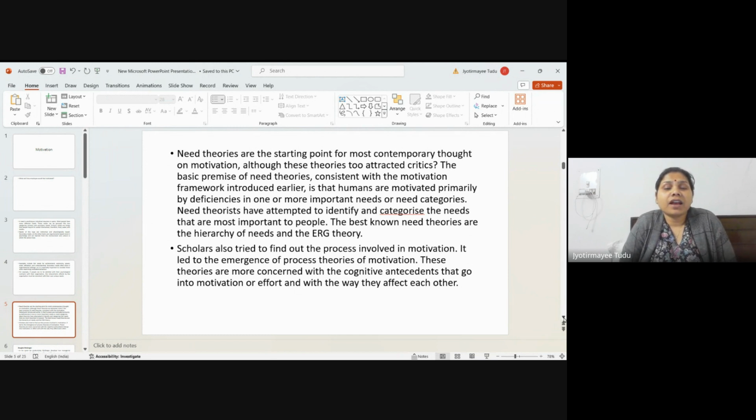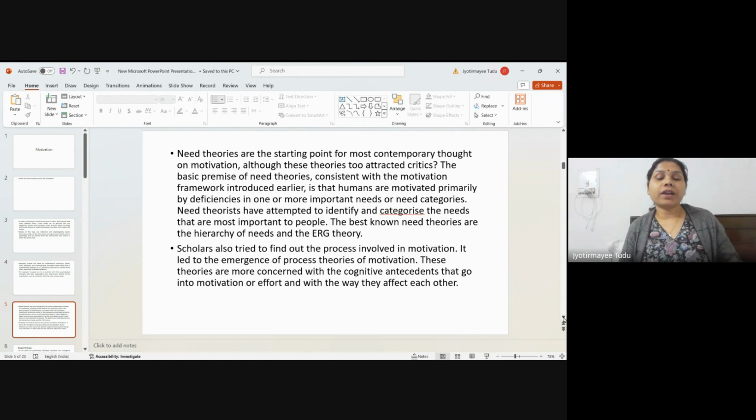Unless we feel that something is our need, we won't be ready to search for it or go for it. So in that regard, it is considered a deficiency, and in order to address that deficiency, humans feel motivated to go for work and to explore how things could be achieved. Need theorists have attempted to identify and categorize the needs that are most important to people. The best known need theories are the hierarchy of needs and the ERG theory, the existence, relatedness and growth theory.